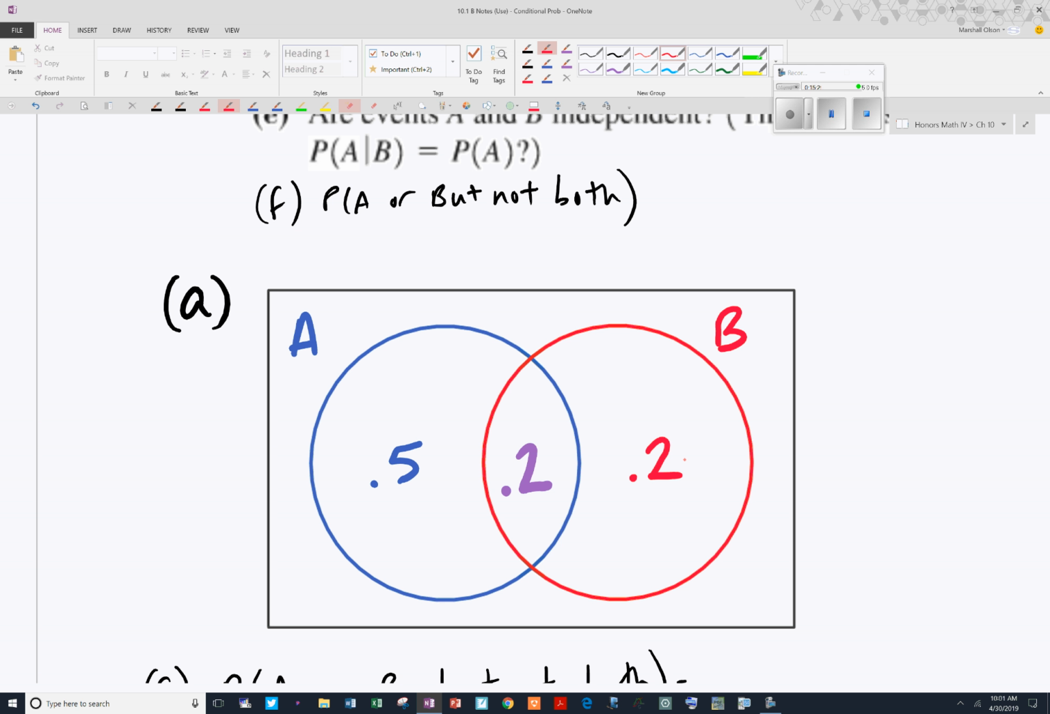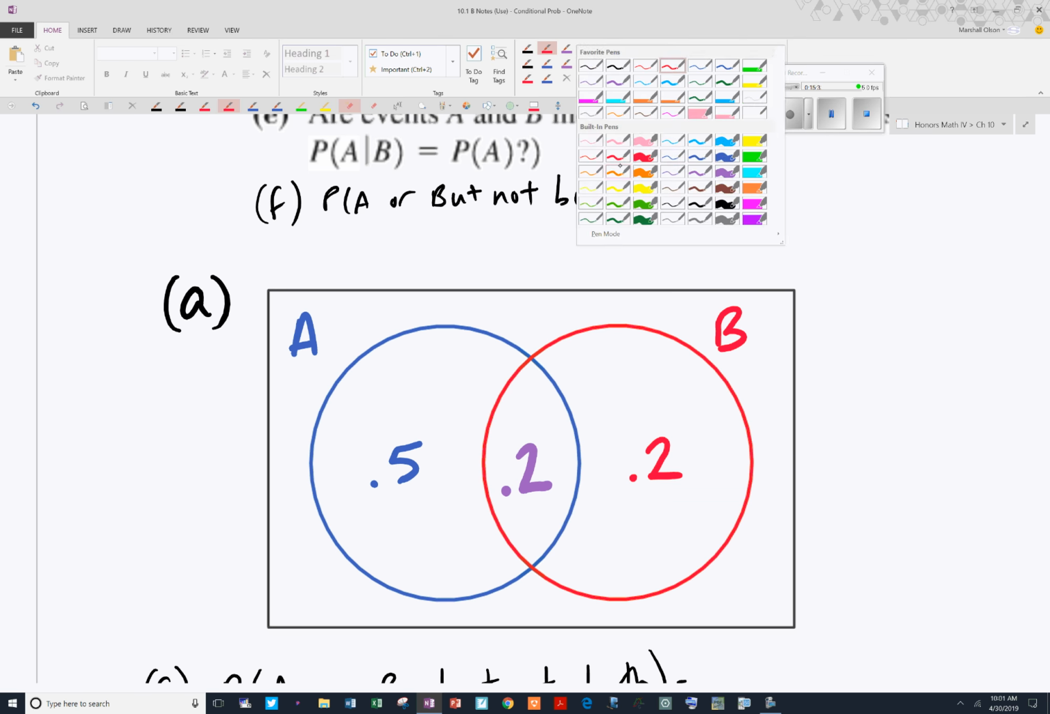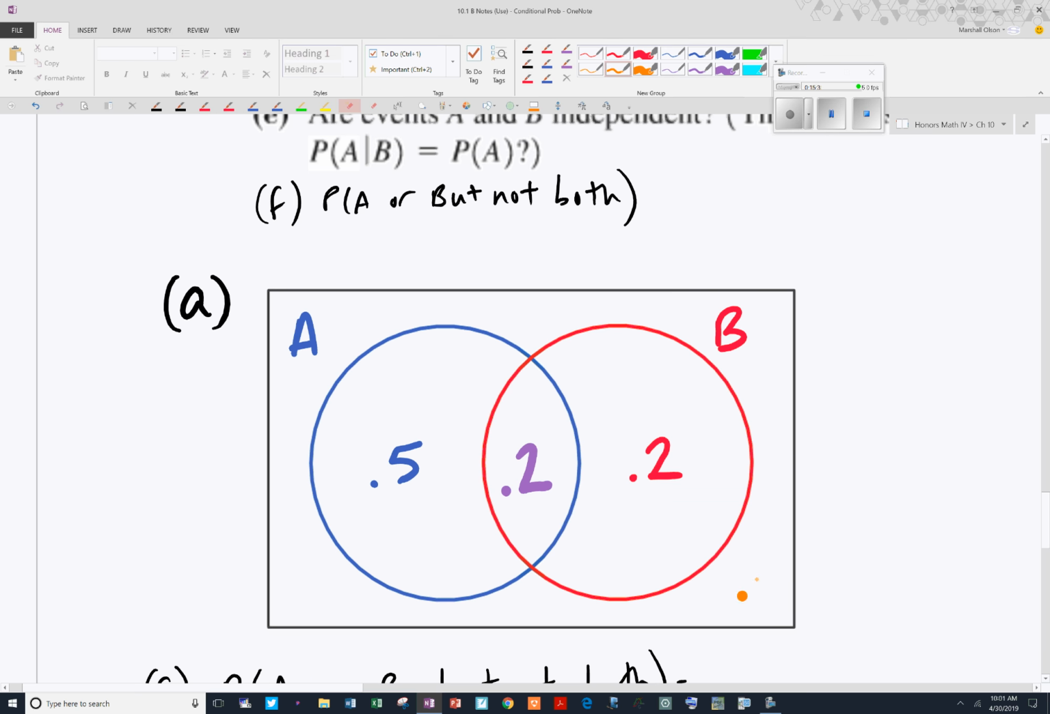B. What is the probability of A or B? 0.9. What does that mean we have to put outside here? 0.1, right? So now we can easily see everything. Just by putting that 0.1 there, we know that if we added those together, we got 0.9, if we didn't already know. Remember that. All right.